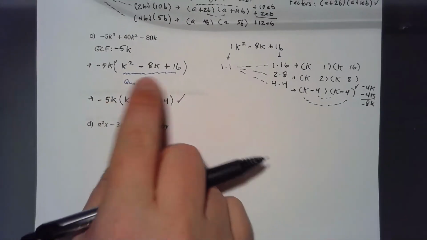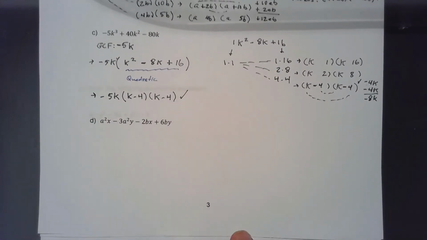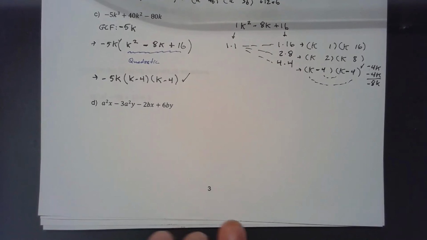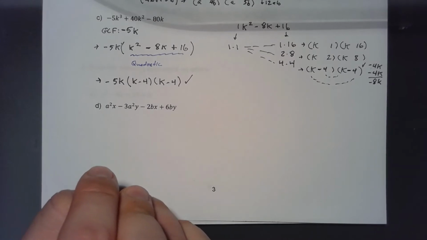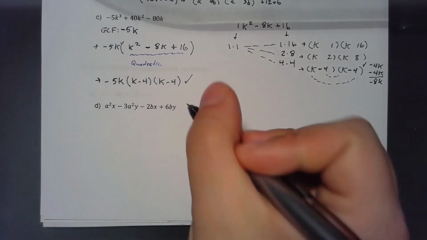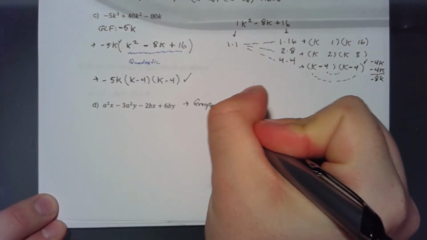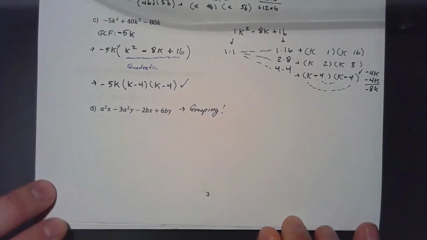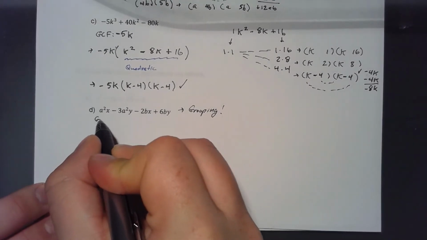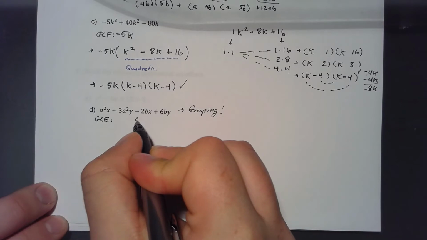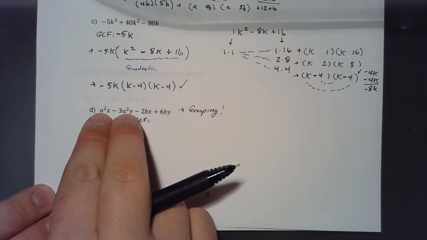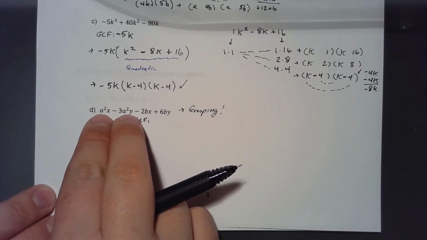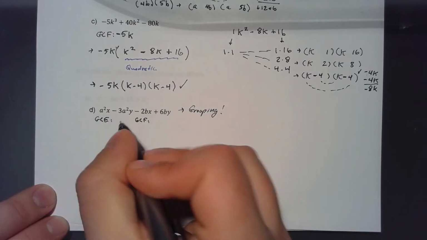So don't just think you're done by factoring one time. Your factors could also factor, which this one did. Now, in letter D, there is no GCF for the whole thing right off the bat. But this is a 4-term polynomial, so you should do factor by grouping. So the GCF in the first two, and then the GCF in the second two. The GCF here is going to be, what? They have an a squared in common. I think that's it.